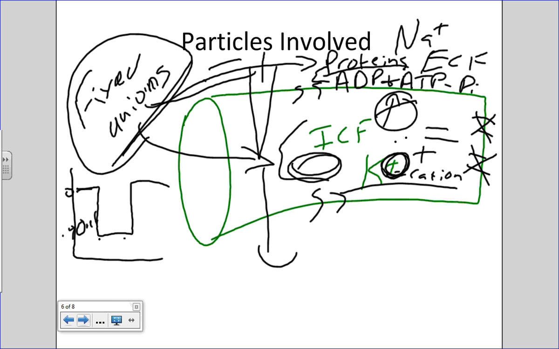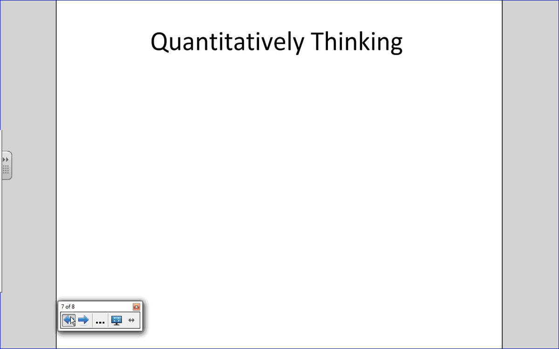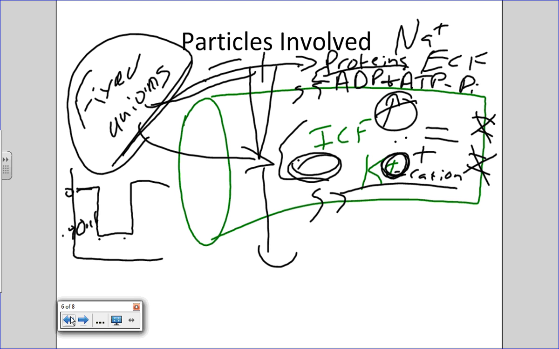So now the question is, which ion, out of sodium and potassium, plays a larger role in establishing a membrane potential? Let's take a look at that.